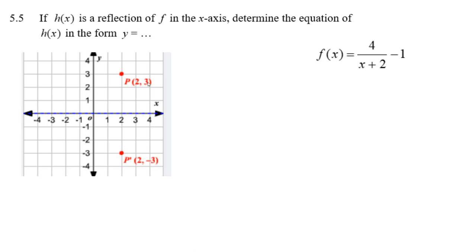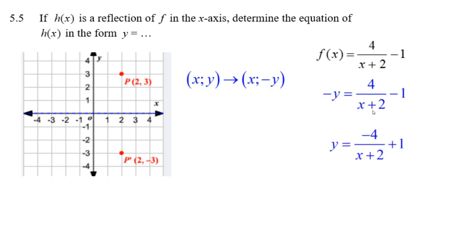All you do is take the y-coordinate and make it negative. So it's the easiest thing in the world. Take the y-coordinate, make it negative. So take this y and make it negative. That's 1 mark. That's the answer, except it's supposed to be in the form y equals. So we multiply both sides by -1. -1 times -1 is +1. There it is in the form y equals -4 over x plus 2 plus 1. That would be a reflection in the x-axis.